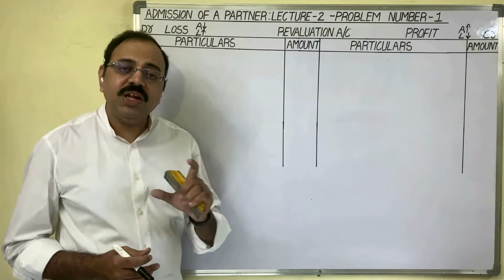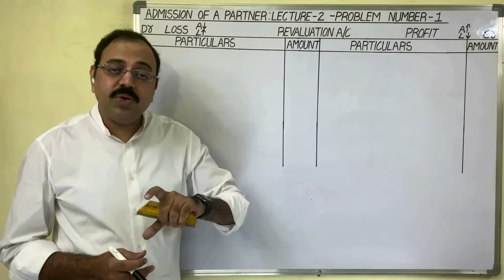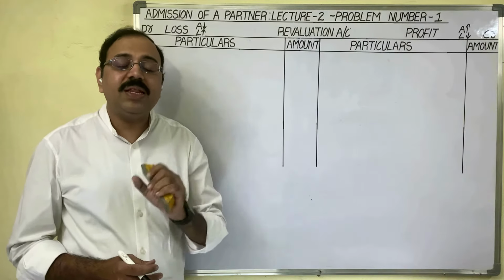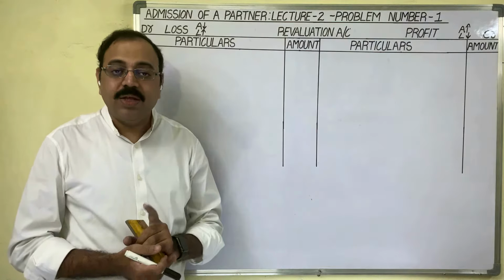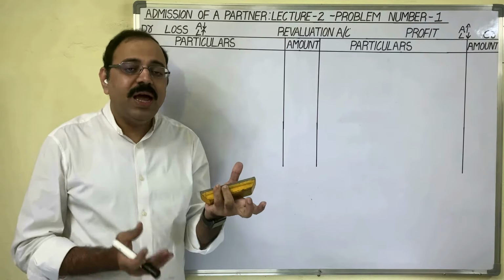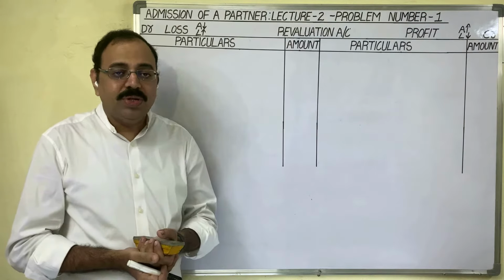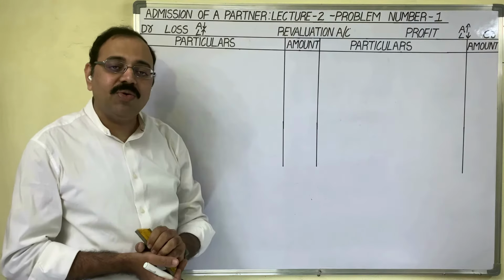So first we have to prepare the journal, and all journal entries should be written. After that only we should prepare the ledger accounts. But if I explain in that manner, you cannot understand the journal entries properly. Therefore, I will explain journal entries and ledger accounts simultaneously. So in the ledger book, first we have to prepare the revaluation account.